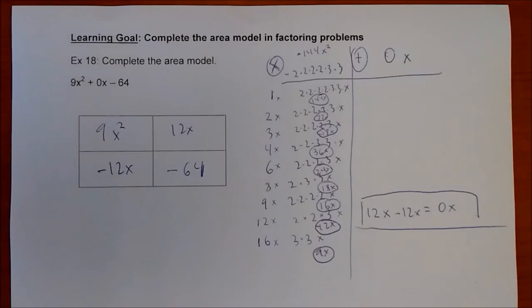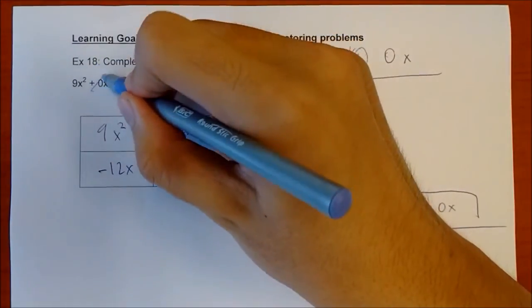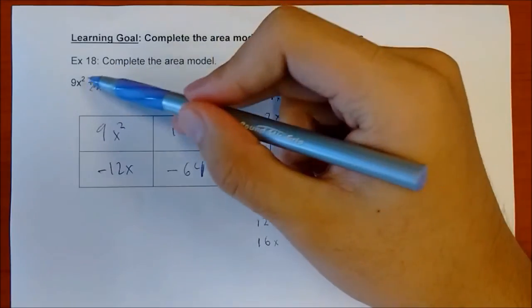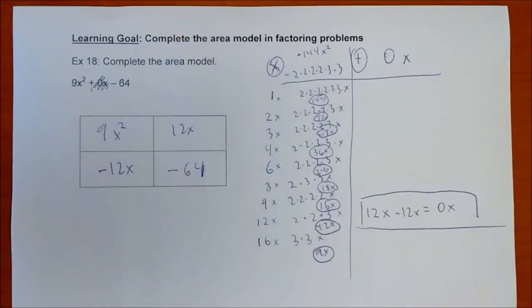But you might have also noticed that this is a case of difference of squares, and we don't even need the 0x here, because 3x squared is 9x squared, and 8 squared is 64.